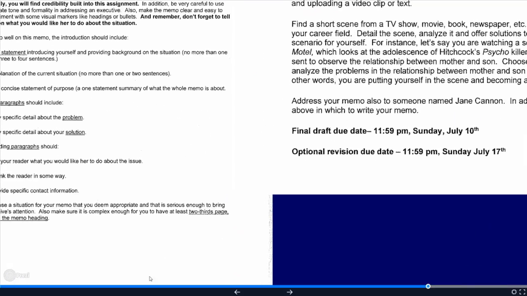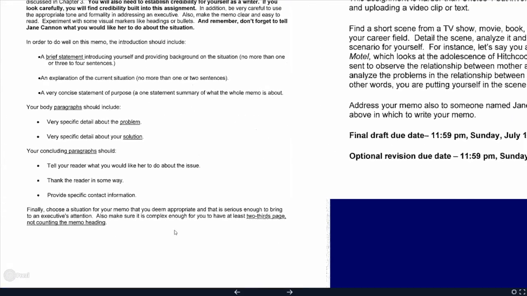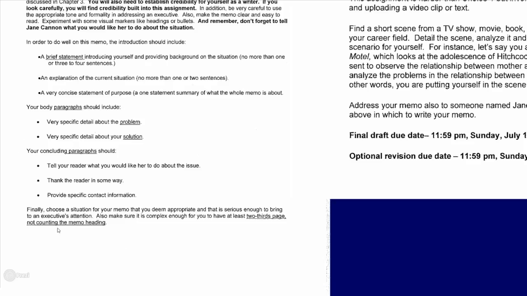Make sure you choose a situation for your memo that you deem appropriate and that is serious enough to bring to an executive's attention. So, for example, if somebody's forgetting to water the plants on the weekend, likely not something that the executive needs to know about. That's something you can resolve on your own. So, you want to think about a situation that would merit the head of the company's attention. It's got to be a problem big enough for that.